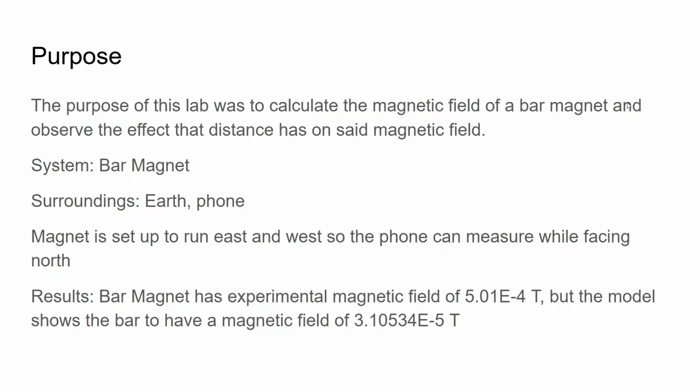The system was the bar magnet, and the surroundings was the earth and my phone. The magnet is set up to run east and west so the phone can measure while facing north. This eliminates the effect of the Earth's magnetic field on the results of the magnetometer on my phone.